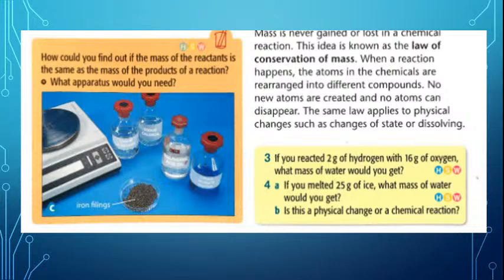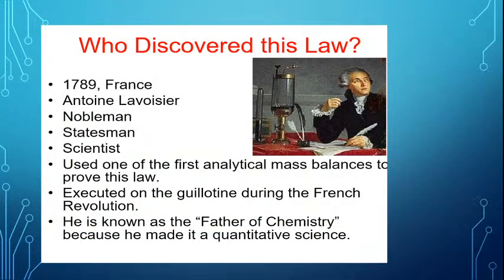Now I will do this question, just wait for a second. First we'll discuss this law. We were discussing the law of conservation of mass. So who discovered this law? Who has given this law? In 1789 in France, Antoine Lavoisier, a nobleman, statesman and scientist, used one of the first analytical mass balances to prove this law.